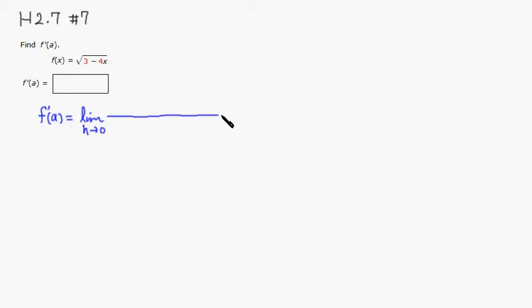Right, so big fraction. f of a plus h: every time we see x, we put a plus h in it, so it's the square root of 3 minus 4 times quantity a plus h, right? And minus the square root of, then every time you see x, you put a there, so you have 3 minus 4a. Then on the bottom is h.